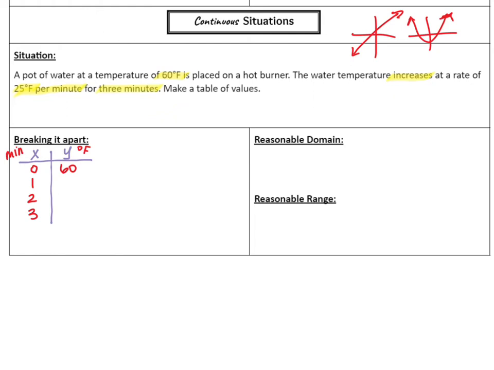So that means after the first minute, my temperature should be at 85 degrees. After my second minute, I've added 25 more degrees. My temperature should be 110. And then after 1 more minute, it's gone up 25 more degrees. And I have a stopping temperature of 135 degrees.